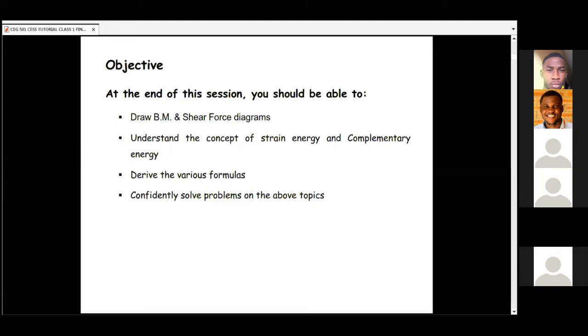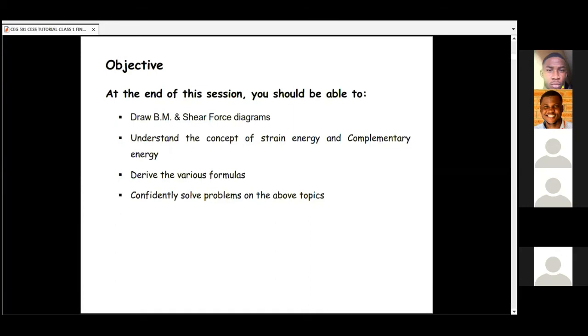Then thirdly, we are going to be deriving various formulas. For this one, I would like to implore us to ensure we learn derivations, because I have it on good authority that the man likes setting derivations. It always comes out, either in his test or in his exam. So as much as you are learning the calculations, try as much as possible to learn the derivations, so that once you get the answer, you know whether you are right or wrong.